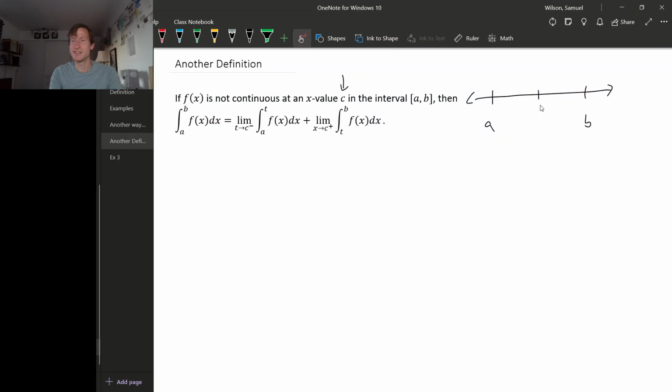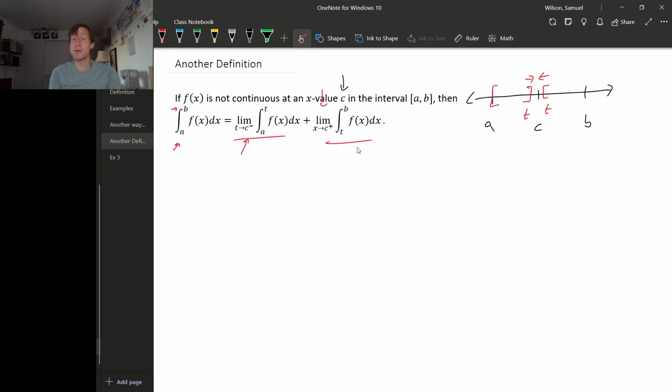If our function is discontinuous at c, we have to cut away that discontinuity by first integrating from a up to some value t, and then take the limit as t goes to c from the left, that's this part. And then we have to do another integral. We take the integral from t up to b, but this time we let t go to c from the right. That's this part. Of course, if the discontinuity is at one of your initial bounds, then you get only one of these two pieces.